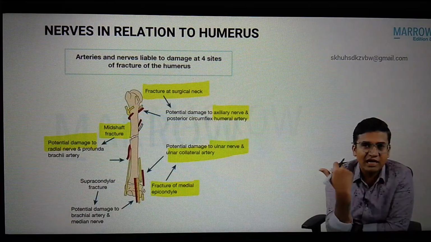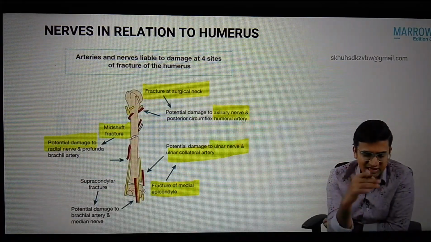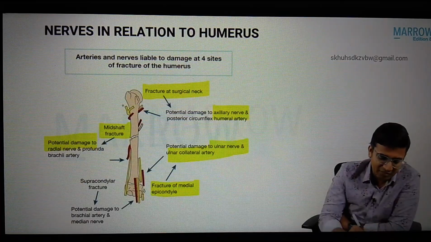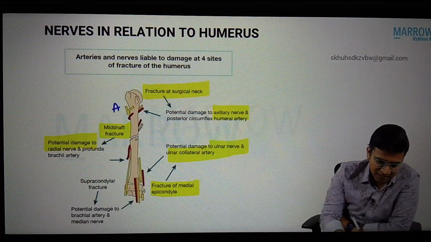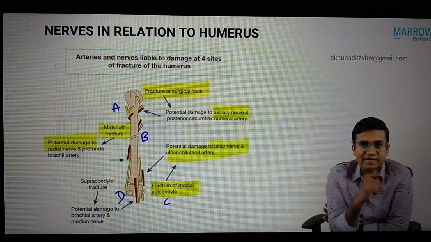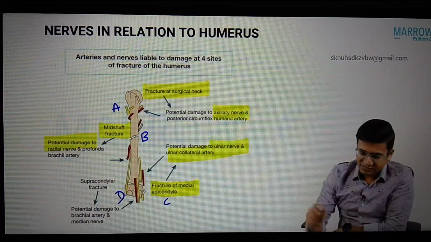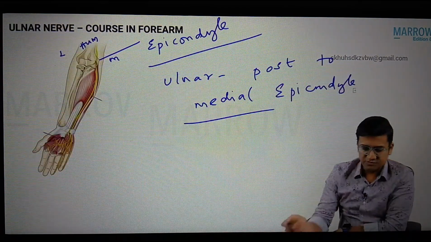The patient is having hypothenar eminence atrophy, loss of sensation in the medial 1.5 digits. Likewise, they are framing the question and they will mark some different points in the humerus bone: A, B, C, D. Like this, they will ask injury at which of the following sites leads to the given clinical condition. So these are the nerves in direct contact with the humerus bone.